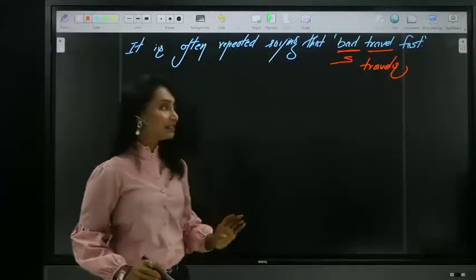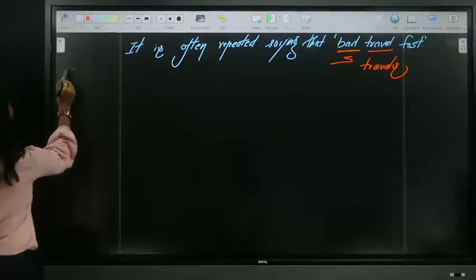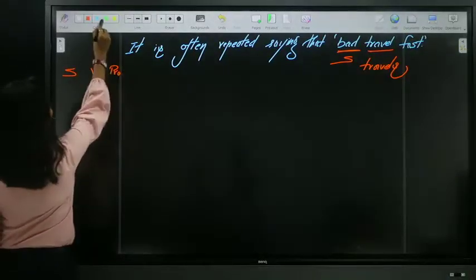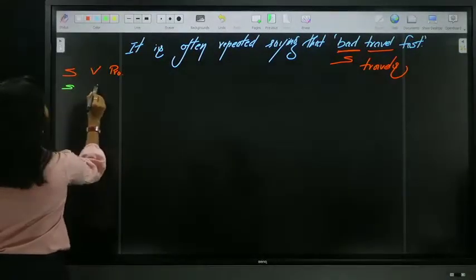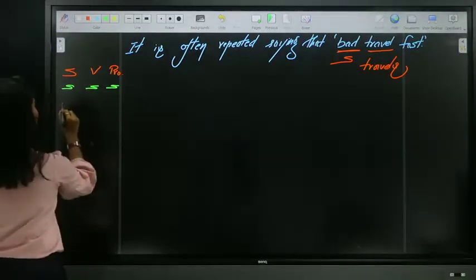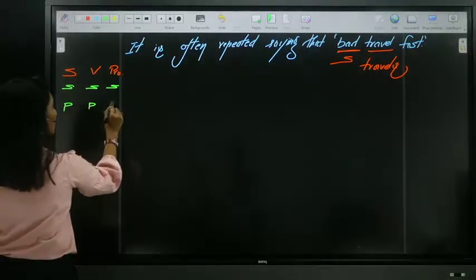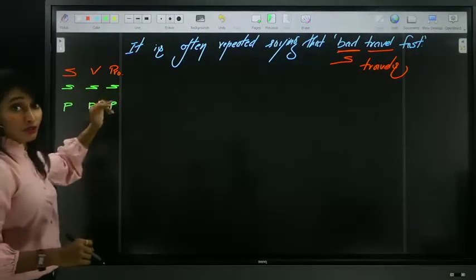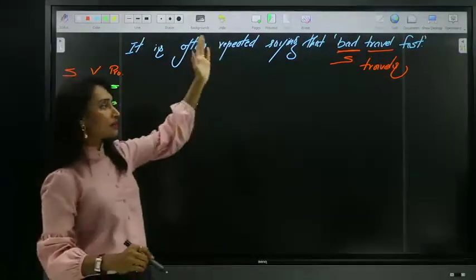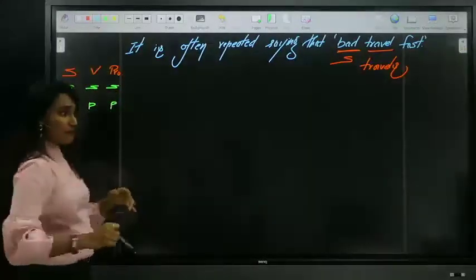I hope it is clear. Because subject is singular, verb must be singular. Remember the concept. When subject is singular, verb must be singular. When verb is singular, the pronoun must be singular. When subject is plural, verb must be plural. When verb is plural, the pronoun that comes after the verb must be plural. So this is a basic concept. If you remember this, you can apply it for n number of examples. Now, let's see one more example.